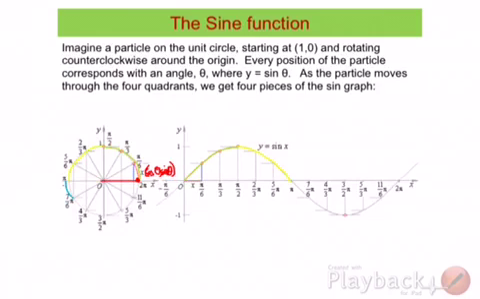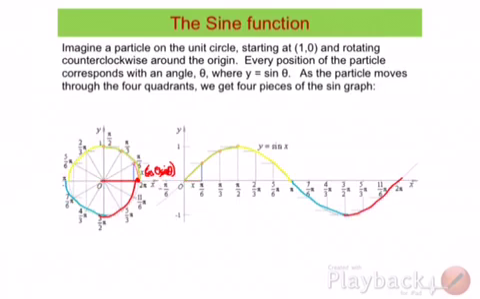From 180 to 270, I'm going to get the part that's underneath. The reason that it's underneath the x-axis is because it's in the third quadrant, which means that the sine is going to be negative because the y value is negative. And then I can look at the fourth quadrant from 270 to 360. If I go from 270 to 360, I'm talking about this part on my function.